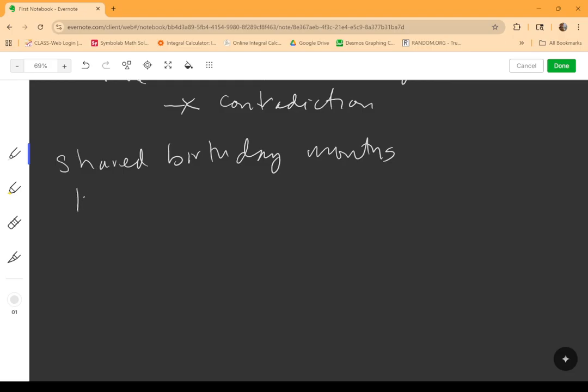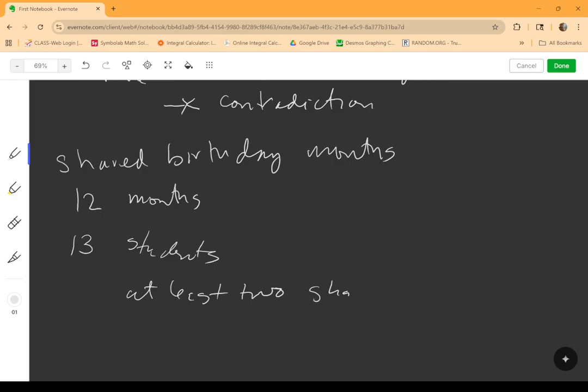Well, we take a look at 12 months, and we can think of these as the holes. Now, how many people do I need to guarantee that in at least 1 month two people share a birthday? Well, I need to have more pigeons than holes. So that means 13 students, and then I'm guaranteed that at least two share a birthday month.